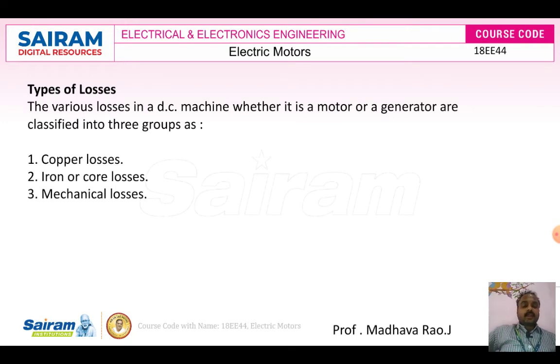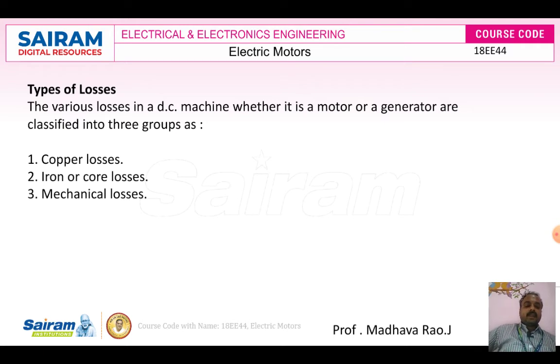Due to ohmic resistance in the field winding and armature winding, copper losses will be present in a motor or generator. Similarly, iron or core losses occur due to alternating flux in the core. The core is made up of cast iron. Core losses we can also call iron losses.